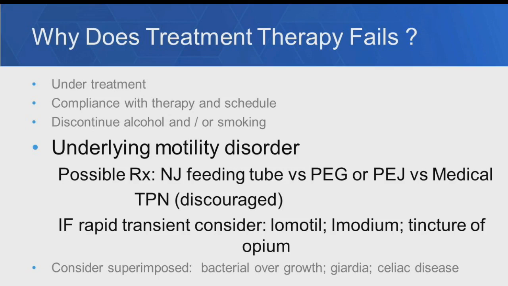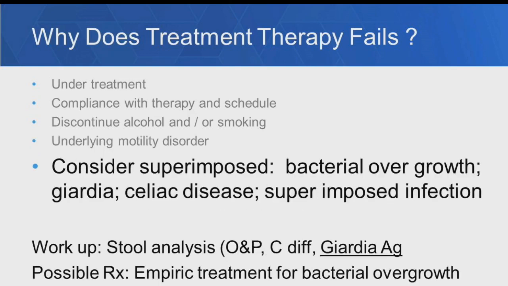The other one that we see a lot, particularly in patients that have undergone surgery, is motility disorders. Sometimes we're placing nasojejunal feeding tubes in these patients to give them some time for the motility to go back to normal. Very rarely we're doing PEG or PEJ, and we strongly discourage the use of TPN. And if they have rapid transit, you can give Lomotil, Imodium, or tincture of opium to try to decrease the motility.